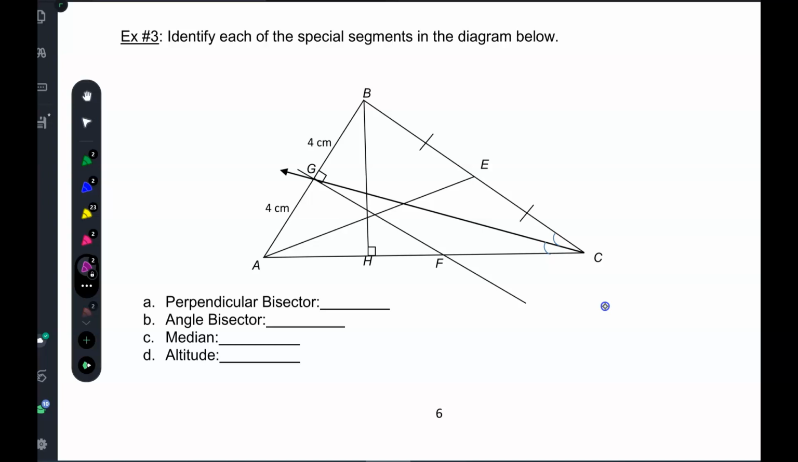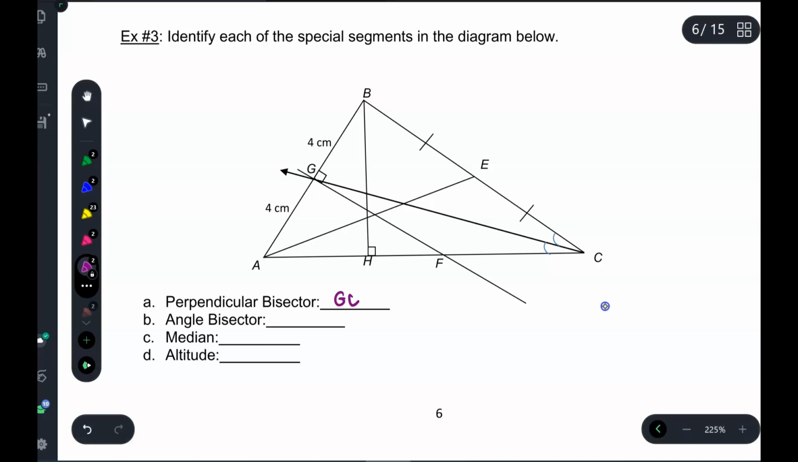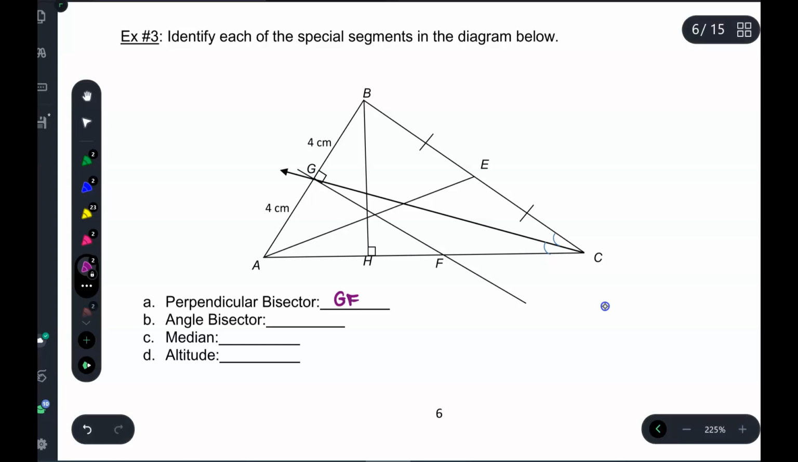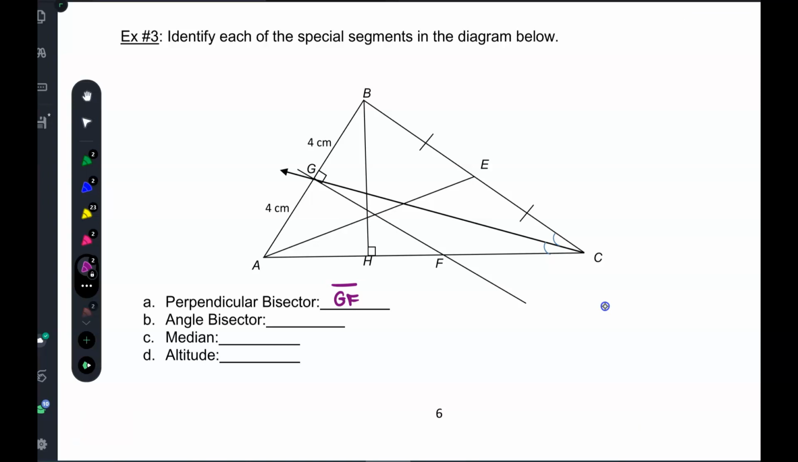Okay, what I want you to do is identify the angle bisector. Okay, so we're looking for a right angle. There is a right angle here, VH, but are these congruent? No. GF is the perpendicular bisector. G is like the midpoint. No, GC is the angle bisector. Sorry, GF, you're right. The angle bisector is CG.